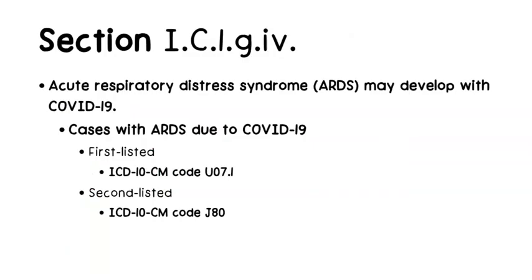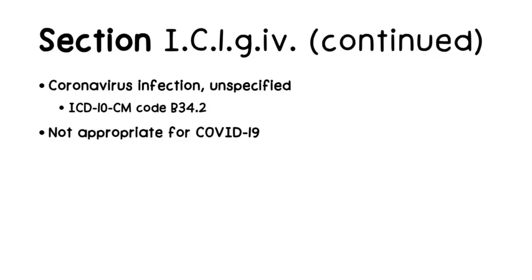According to Guidelines section I.C.1.g.1.d, for cases with ARDS due to COVID-19, the first listed ICD-10-CM code is U07.1 and the second listed is J80. Diagnosis code B34.2 for coronavirus infection, unspecified, is not the appropriate code for COVID-19 because the cases have universally been respiratory in nature, so the site would not be unspecified.